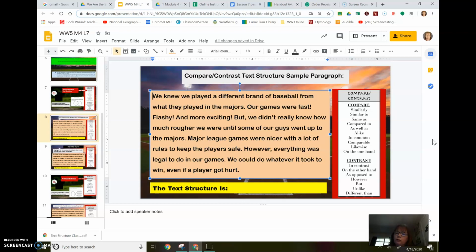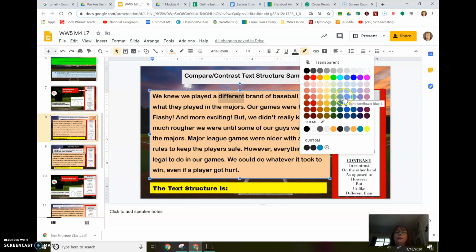Now we're looking for clue words that tell us this is a compare-contrast text structure. The first one that we can see is in this first sentence up here. We knew we played a different brand of baseball. What word do you see? That is a clue word for compare-contrast. I hope you notice the word different. And I'm going to highlight that in a light blue color.